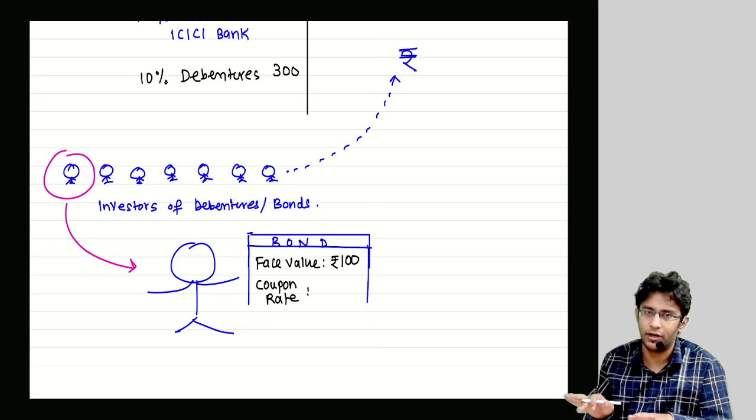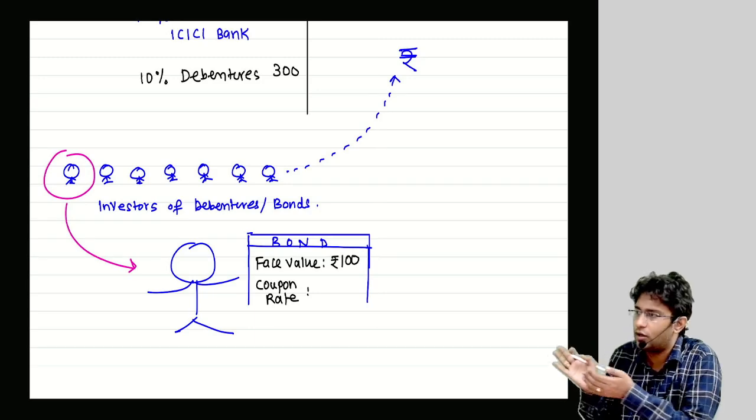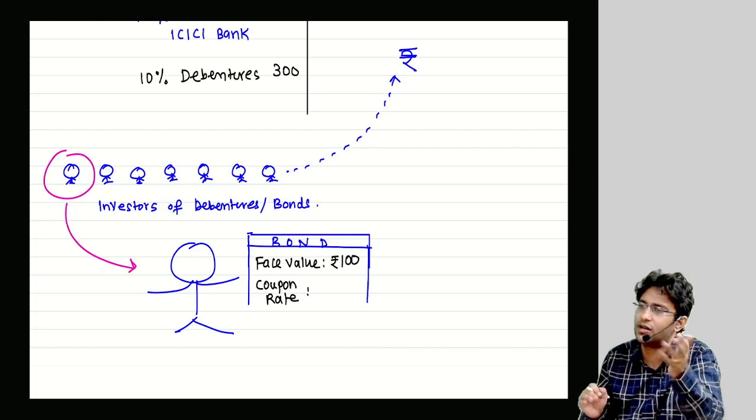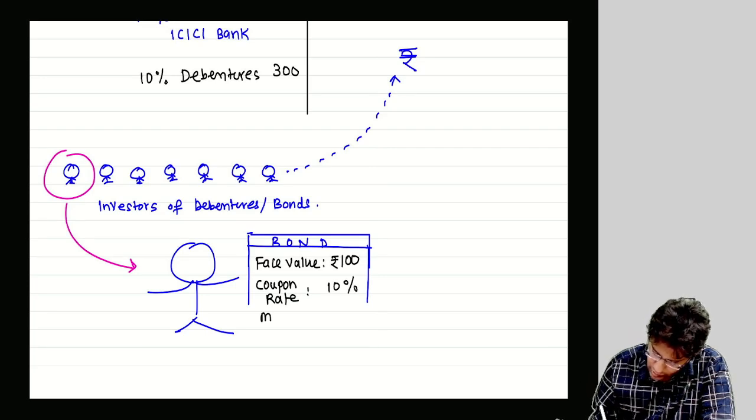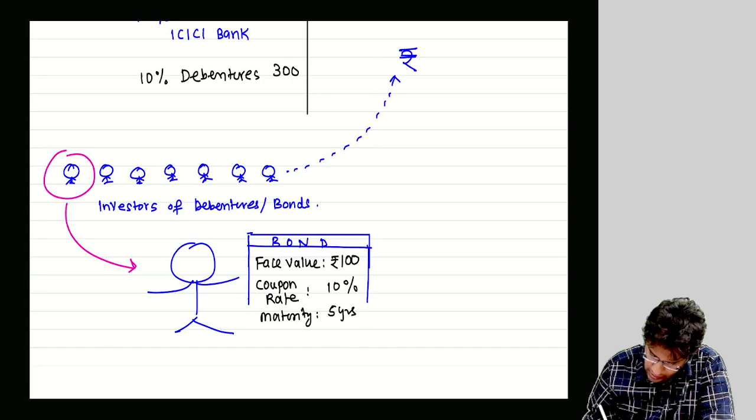Coupon rate is supposed to mean the interest rate that is fixed in the contract between the investor and the company. So both are interest rates only. To differentiate, we are calling this coupon. Interest rate means the general interest rate in the market. So the coupon rate is, let's say, 10%. Maturity 5 years. Randomly I'm writing some numbers, okay?